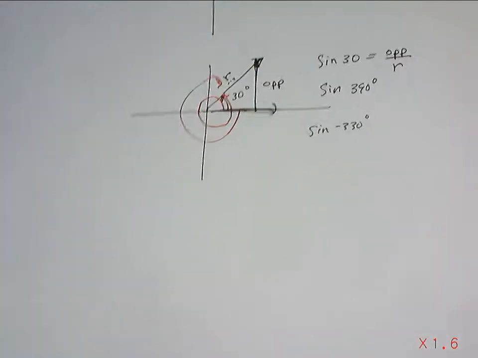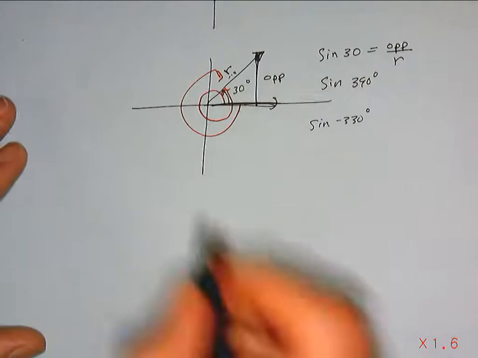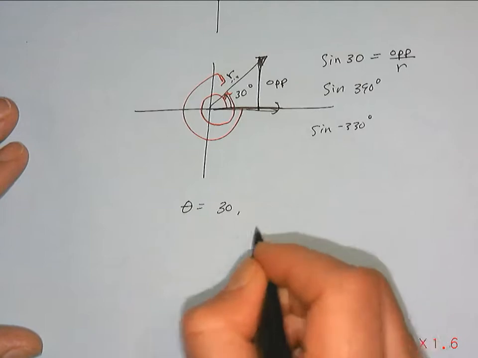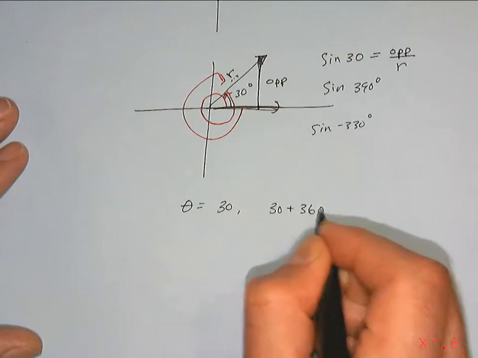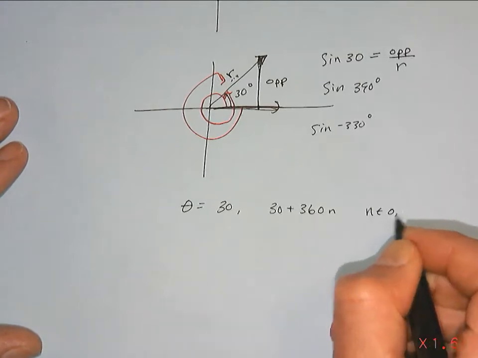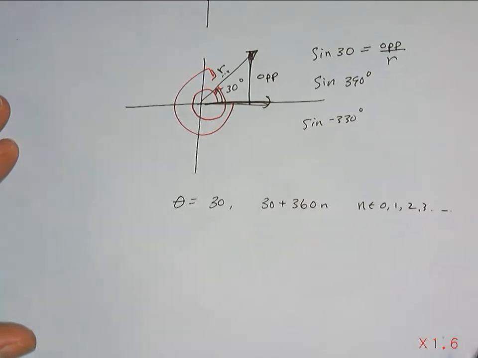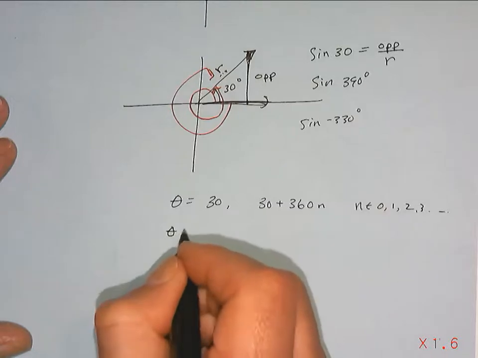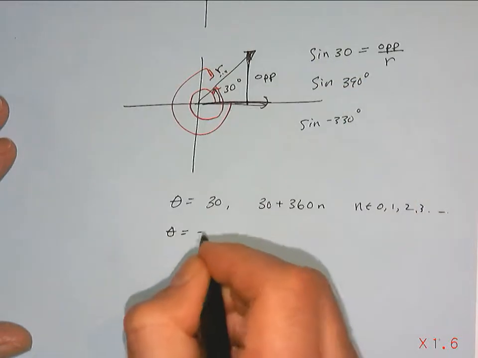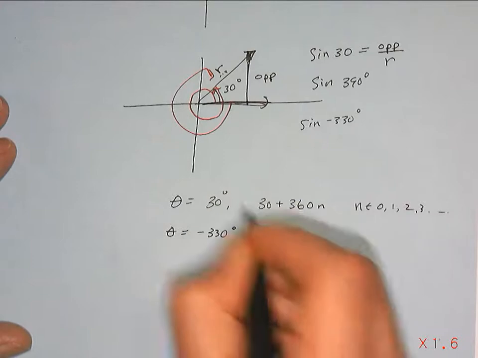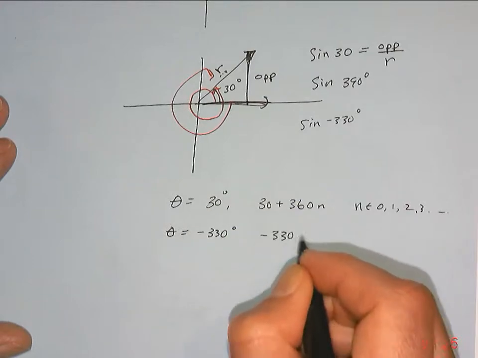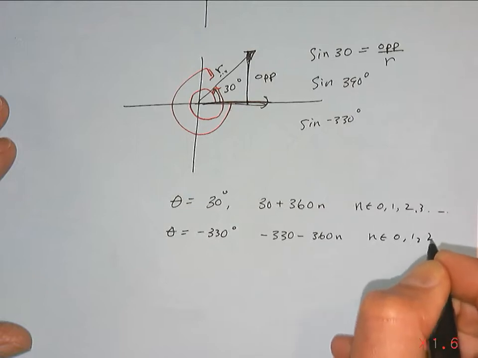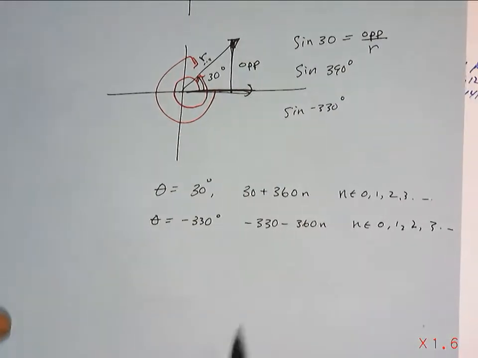Now, something else that probably warrants talking about. For this one, I've said that we could go 30 and we could go 30 plus 360n where n can be 0, 1, 2, 3, all the way up. And I then would have said to you that theta could also have been negative 330, and we would find that by negative 330, subtract 360n, where n is an element of 0, 1, 2, 3, etc. That's the way I've shown it in the last video.